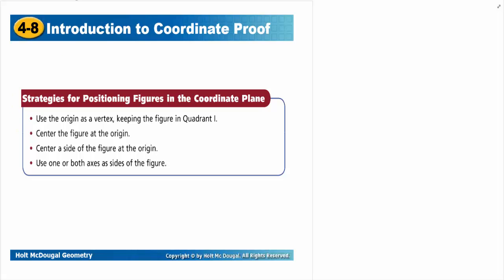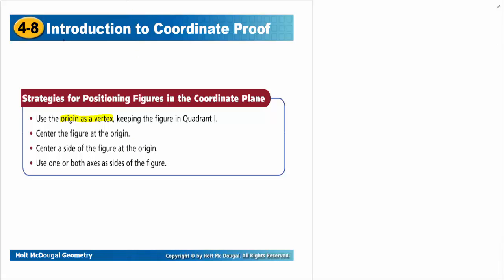As we go through here, you'll see we want to use the origin as a vertex. Why not? It's the easiest point, right? You don't want to start from 0 instead of starting from like -7, -3. That wouldn't be fun. So use 0 if we can put a figure anywhere we want. So we'll center that figure. Also center a figure at the origin. I'll show you that as we go through. You can center a side at the origin, especially with right triangles, you'll see that. Or you can use one or both axes as sides.